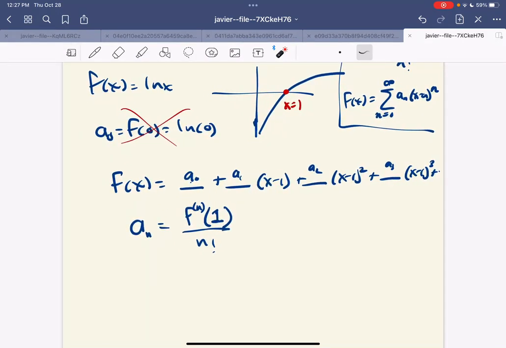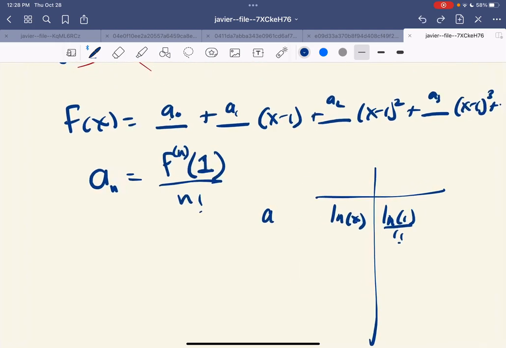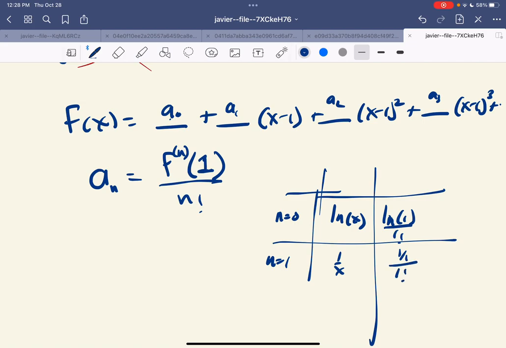So let's do this one. Well, where do you start? I'm going to make a little chart here and see if I can figure the pattern out. First of all, for the constant, I have just ln of x. Sorry, ln of 1 would be the evaluation at 1 divided by 1 factorial. This is for a naught, or n equal to 0. For n equal to 1, I need the first derivative. That would be 1 over x. And evaluated, that would be 1 over 1 divided by 1 factorial. This was 0 factorial, same thing.